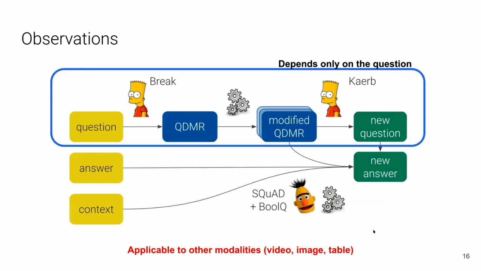Okay, so just a few observations about this pipeline. First, notice that when we generate new questions, this is completely independent of the context. So this can be applied for question answering over tables, over images, over videos. We generate new questions just from the old question without any reference to the context. In this case, we apply it over reading comprehension, but it can also be applied in other modalities.